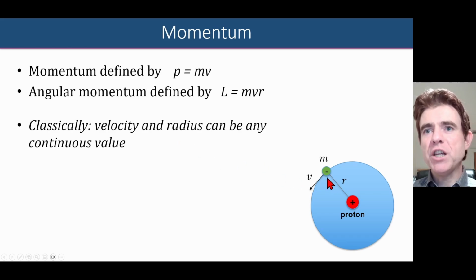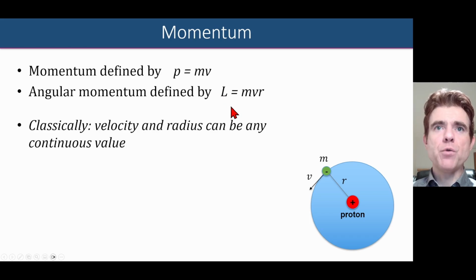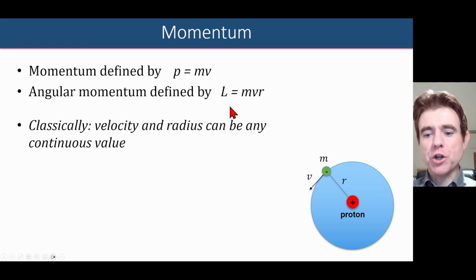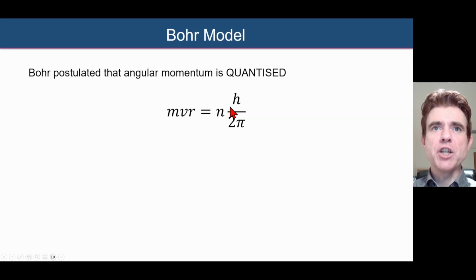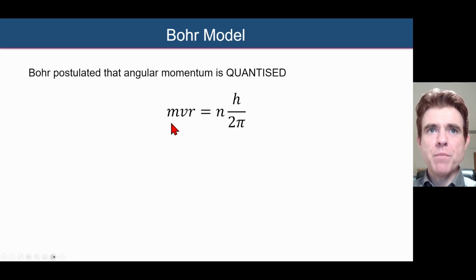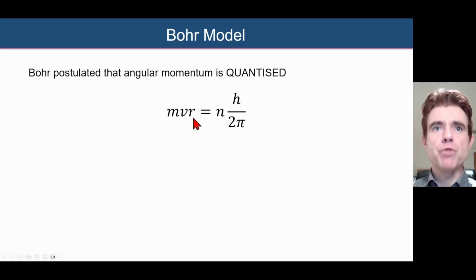In other words, there could be any value for the radius, any value for the velocity, and you'd be able to therefore have any value for the angular momentum. Now, Bohr said that angular momentum is quantized. In other words, that product of mass times velocity times radius of the circular motion can only equal an integer multiple of packets of size h over 2 pi.